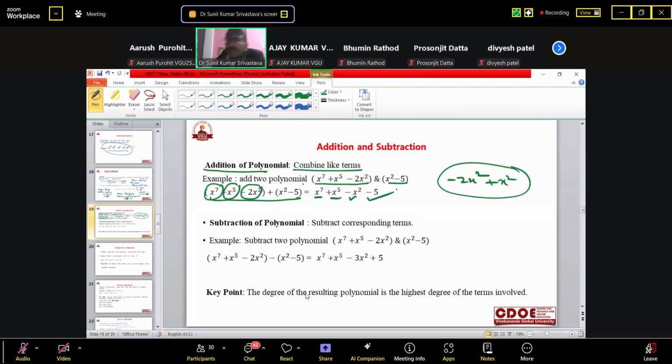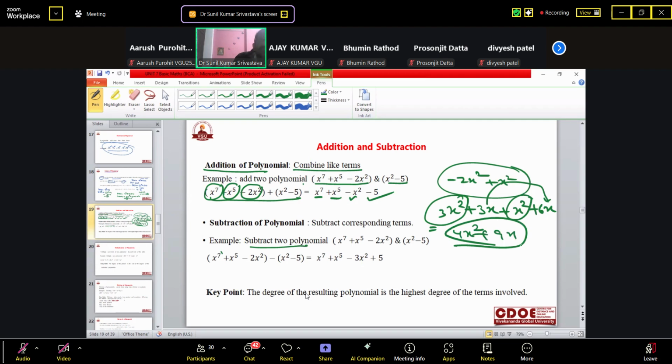We use the same concept in the subtraction of polynomials. Subtract the two polynomials in the same way. Suppose we are given the example x^2 + 3x, and we have to add it with x^2 + 6x. How to add? The x^2 terms are added as like terms: 3x^2 plus x^2 is 4x^2. 3x plus 6x becomes 9x. So this is the expression. This is the meaning of addition and subtraction of polynomials.